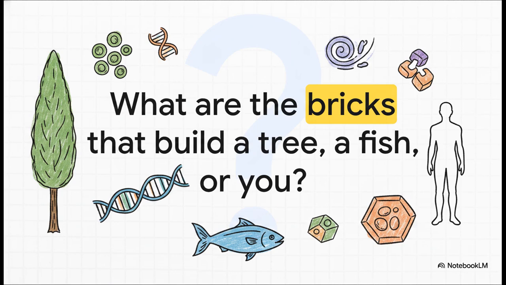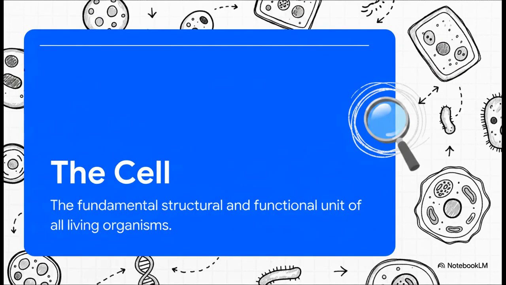I mean, really think about it for a second. Every single living thing on this planet, from a massive blue whale all the way down to the mold growing on that bread you forgot about, it's all made of the same basic stuff. So the big question is, what are those fundamental pieces? The answer, of course, is the cell.